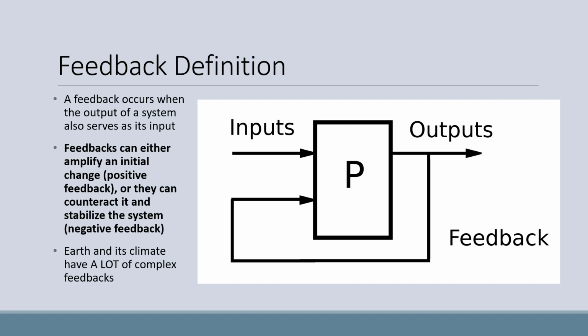Now that we have an idea of what a system is, let's define a feedback. A feedback occurs when the output of a system also serves as its input. That is what the diagram to the right is showing. Feedbacks can either amplify an initial change, that's a positive feedback, or they can counteract it and stabilize the system, that's a negative feedback. Earth and its climate have a lot of complex feedbacks, and we will learn about some in this course.